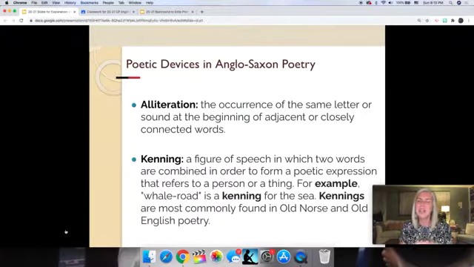For example, in Anglo-Saxon poetry, the sea is a major element because if you can imagine these Germanic tribes, the Angles, the Saxons, and the Jutes, they all traveled by boat to get to the land that became England. And so the sea was called the whale road. These kennings are metaphorical in nature, and they're commonly found in Old Norse and Old English poetry.